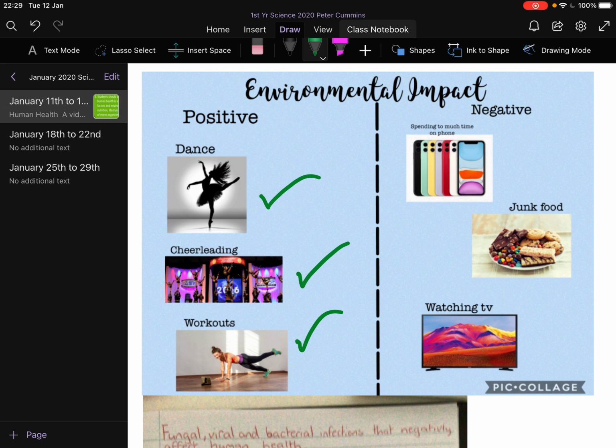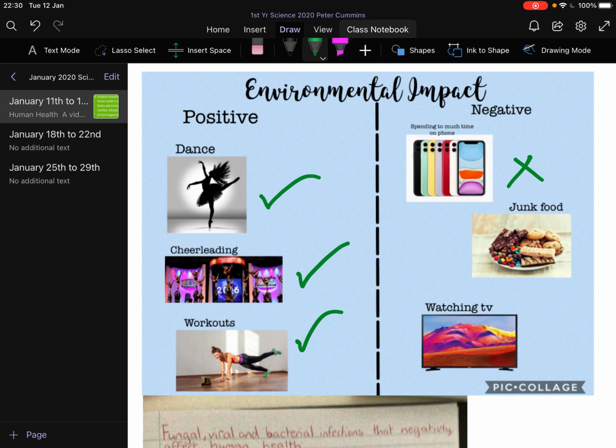Negatives, I suppose, yes, spending too much time on your phone. Well, yeah, I suppose you do want to avoid that, don't you? Too much time on your phone. So if you're asked in the Junior Cert to list a couple of positive and negative factors for physical or mental health, this might be a nice answer right here in this pic collage that someone did for the homework.